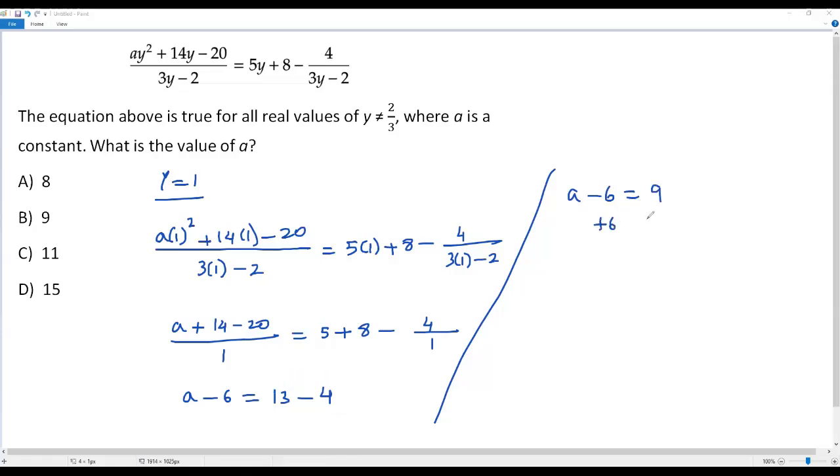Now let me add 6 to both sides. When I do so, this minus 6 plus 6 will cancel out. I am getting a. On the right side, 9 plus 6 will be 15. I got the value of a. The value of a is 15. We find 15 in answer choice D. The correct answer choice for this question is D.